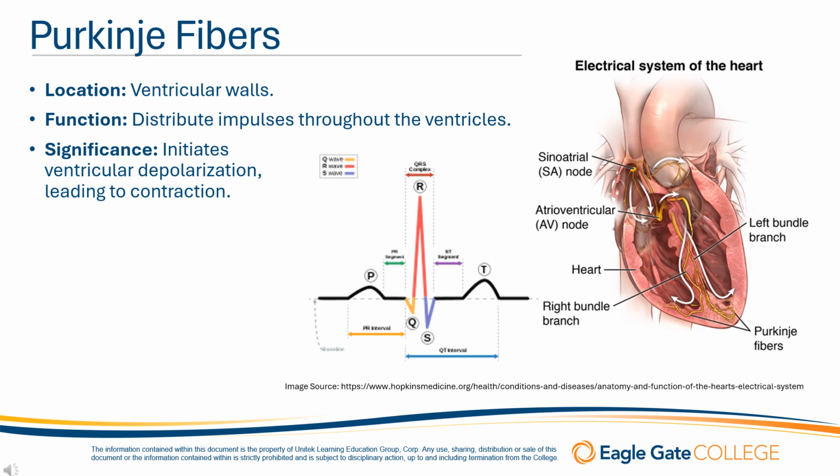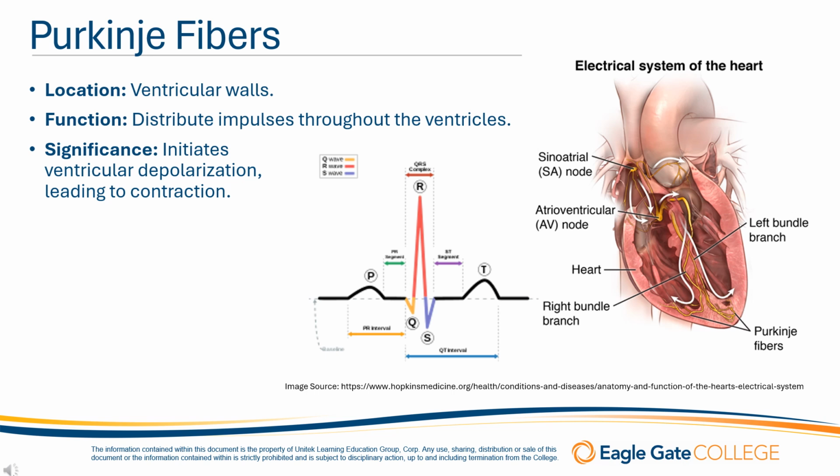If there is any disruption in the function of the Purkinje fibers, such as damage from a heart attack or other cardiac conditions, it can lead to arrhythmias or irregular heartbeats. These arrhythmias can significantly impact the heart's ability to pump blood effectively. Moreover, the efficient function of the Purkinje fibers ensures that the contraction of the ventricles is strong and coordinated, which again is crucial for maintaining adequate blood pressure and ensuring that blood reaches all parts of the body.